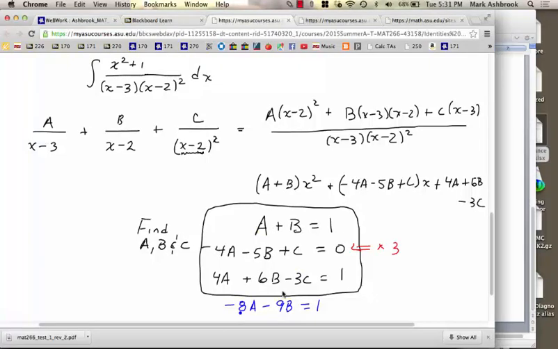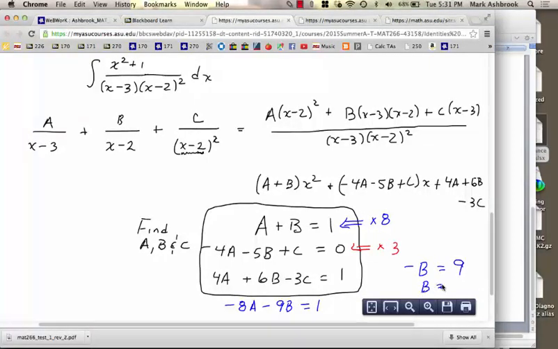Okay, so now I want to combine a plus b and this one, and that's going to be by going times 8. If I times that first one by 8 and add to the blue one down there, it's going to make the a's go away. So 0a, 8b minus 9b, negative b, 8 plus 1. B equals negative 9. So b equals negative 9, a equals 10.